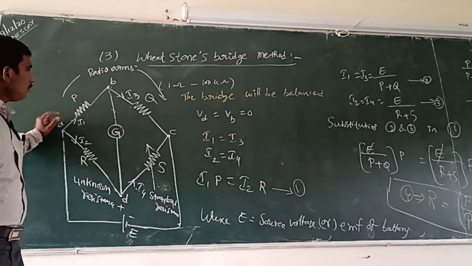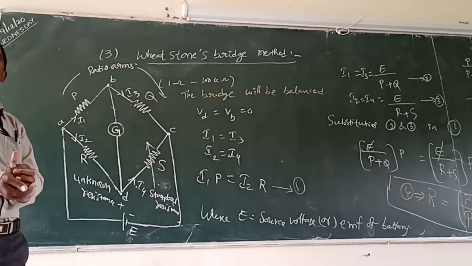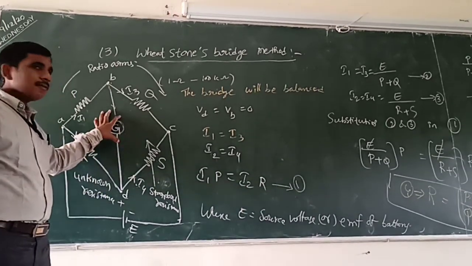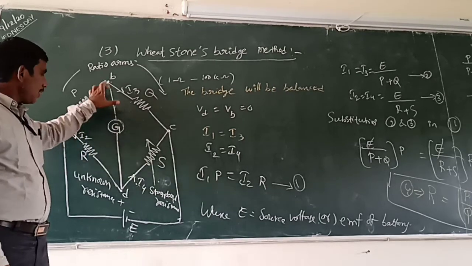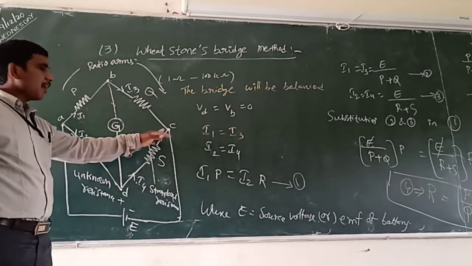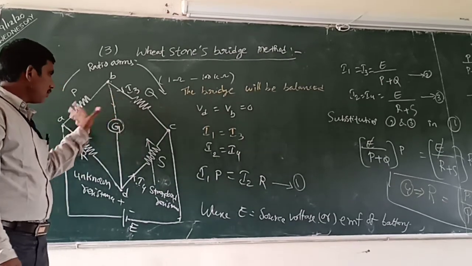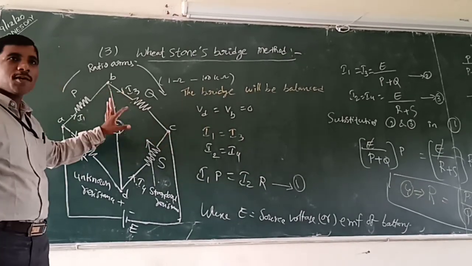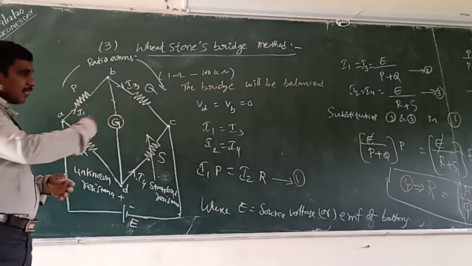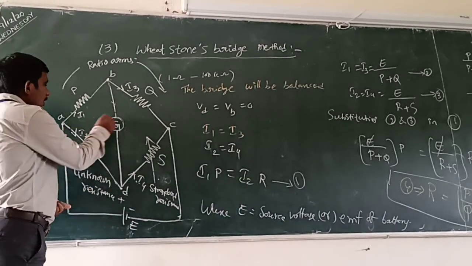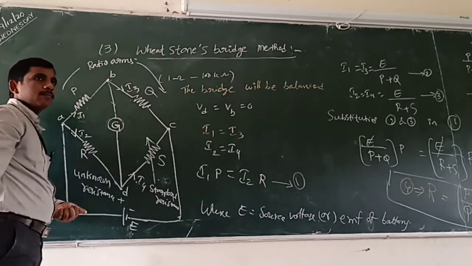Now, the bridge will be in balanced condition when there is no current through the galvanometer. The galvanometer is connected between B and D. Here also we can connect the galvanometer, here also we can replace the galvanometer, the same way.